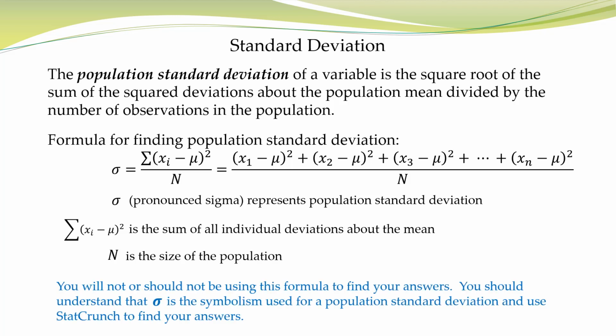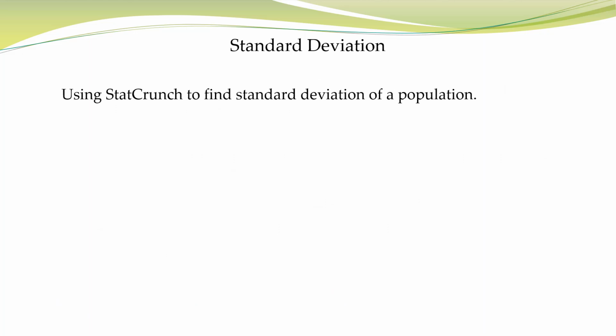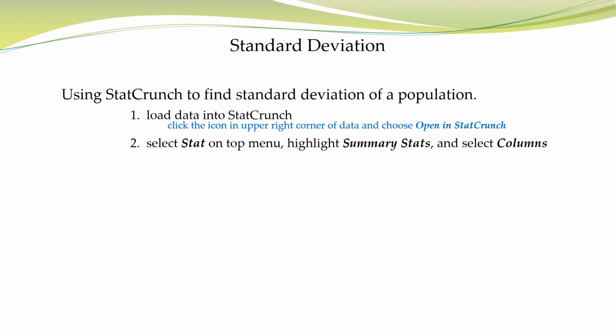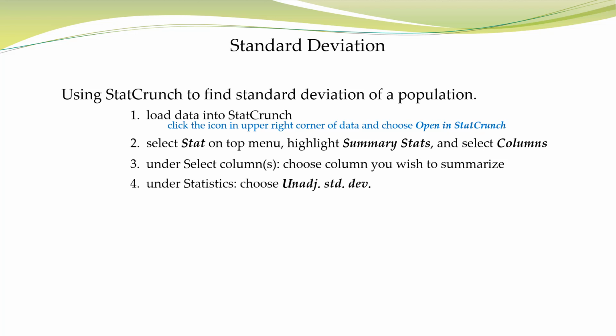Now, you will not or should not be using this formula to find your answers. You should understand that sigma is the symbolism for population standard deviation and use StatCrunch to find your answers. So using StatCrunch, same as before. Load your data, select Stat, Summary Stats, Columns. Select the column you wish to summarize. Under Statistics this time, if it's a population standard deviation, we're going to pick the unadjusted standard deviation and click Compute.